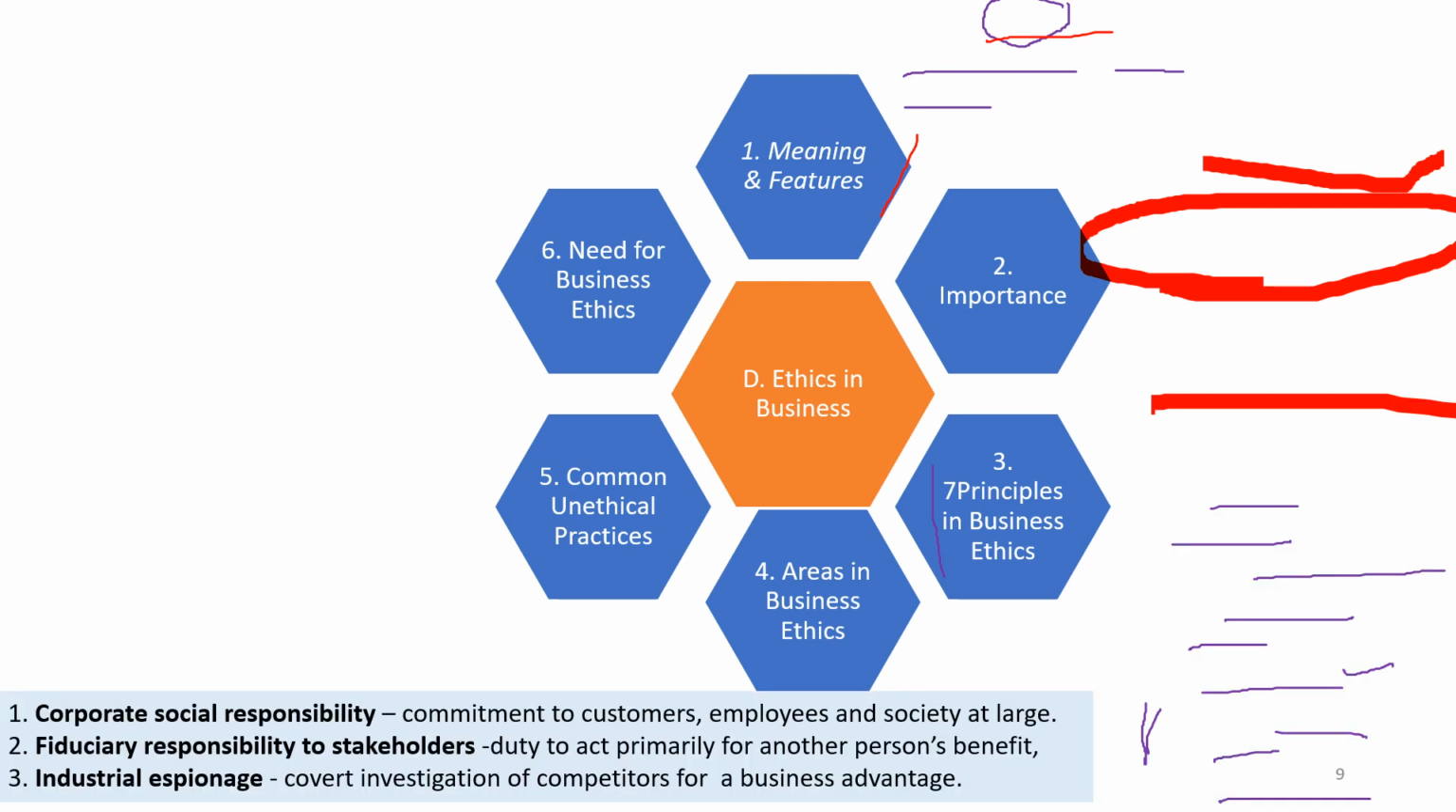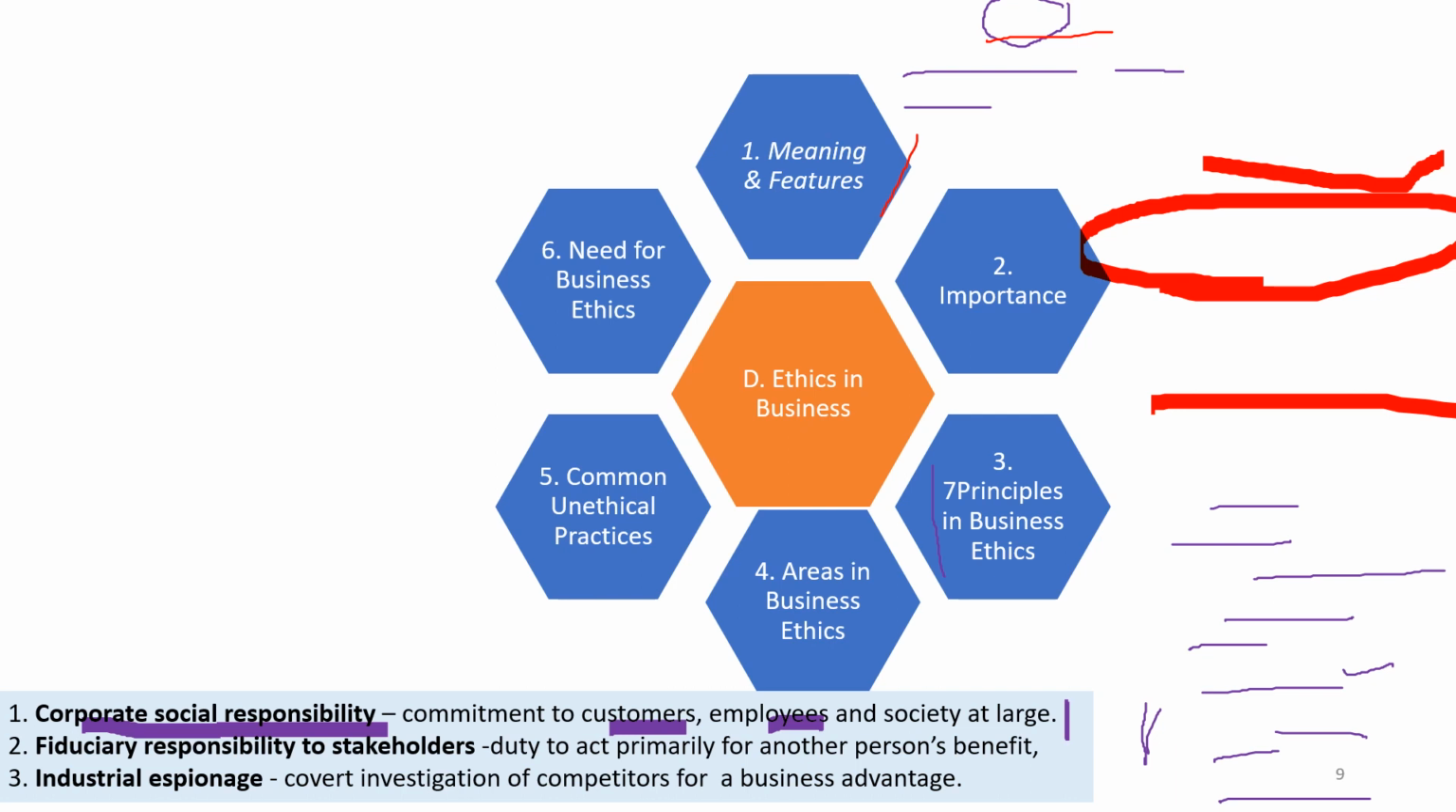And what are the areas in business ethics? When we say areas in business ethics, we say what is its coverage? When I say involve the society, involve the people around you, involve the family, we are talking of corporate social responsibility. It is not only commitment to customers, employees, it is the society at large.